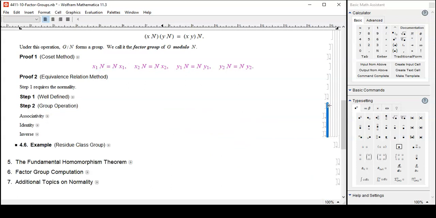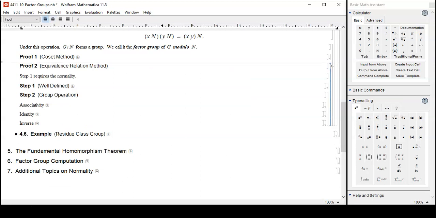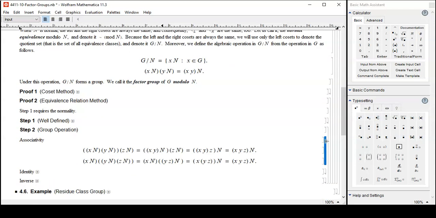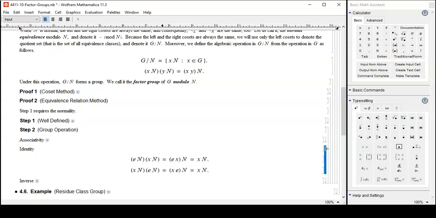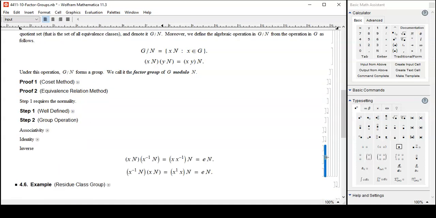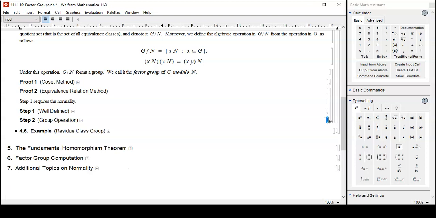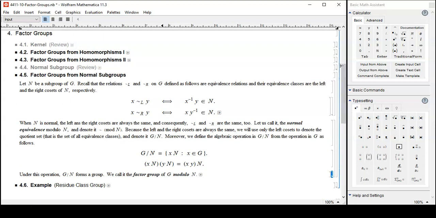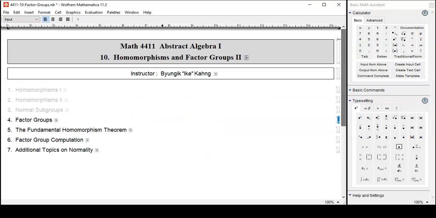As for the group operation part, the associativity, identity, and inverse, they're going to be much easier, so the details are left to the students. The same thing we saw before. No problem. Okay, that's it. We really got everything done. So that completes section 4.